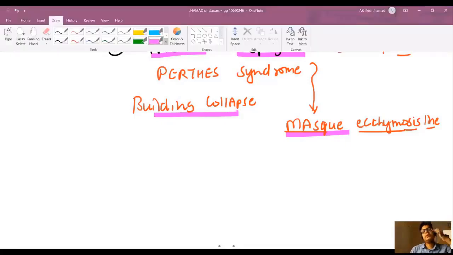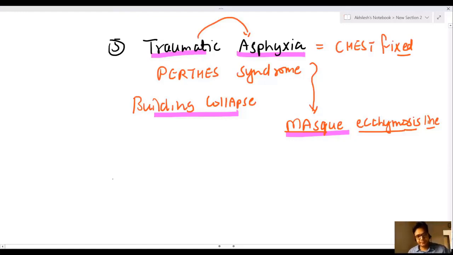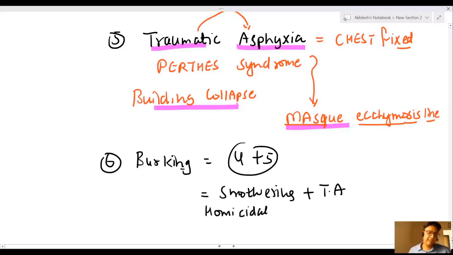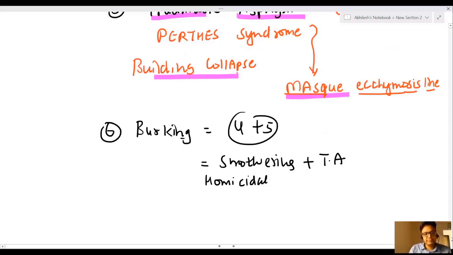Now, sir, number 6, that is burking. What is burking? It is a combination of 4 plus 5, a combination of smothering plus traumatic asphyxia. This is homicidal smothering. See, if I want to kill a small child, a 5 to 6 year old child, what will I do? I'll sit on his chest and then I'll smother. Sitting on the chest will cause traumatic asphyxia, plus homicidal smothering is burking.